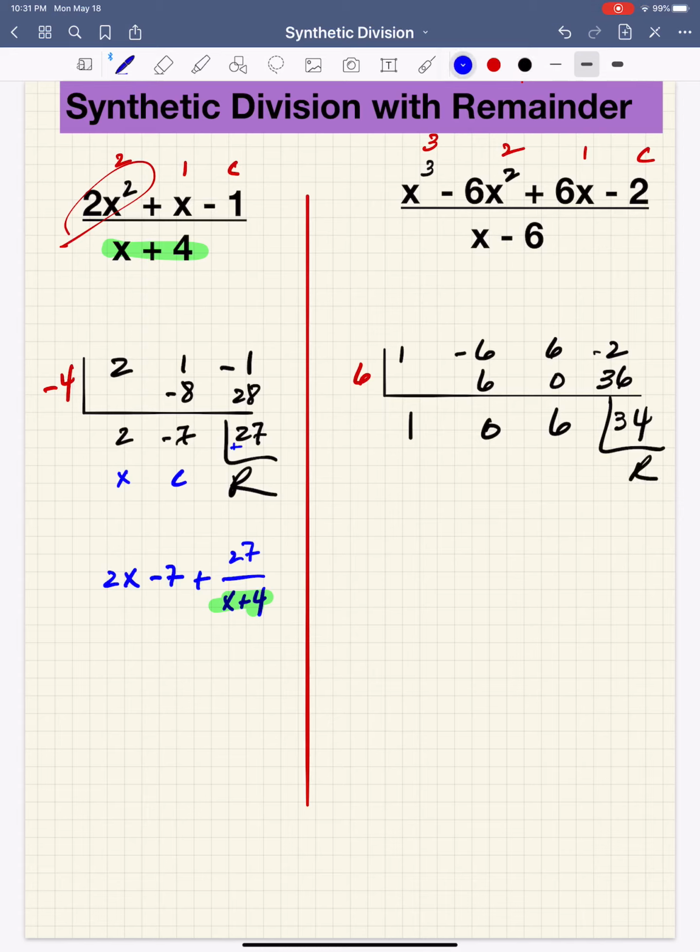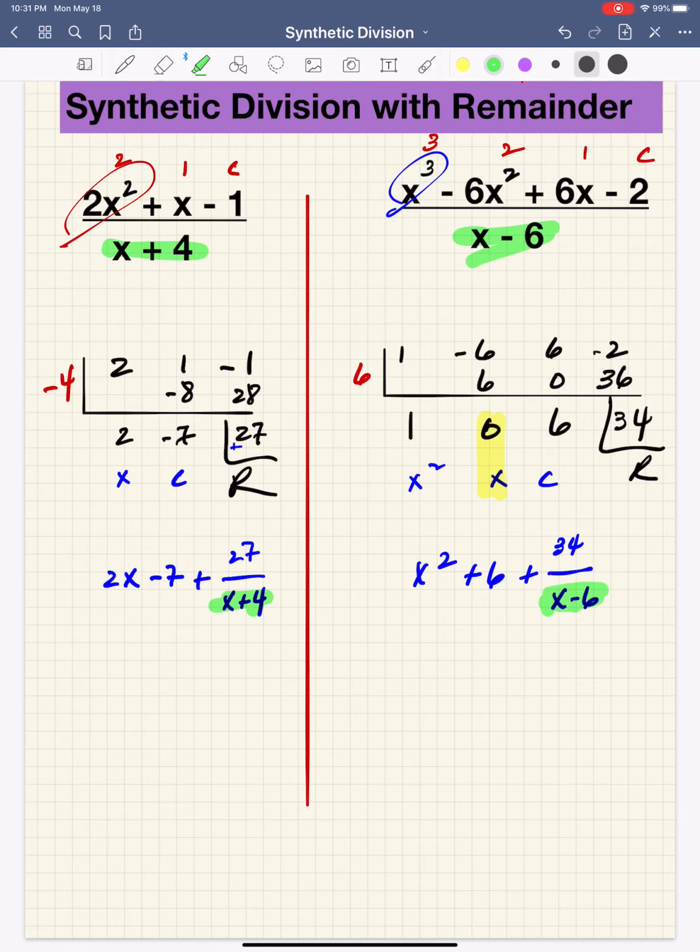And again, this problem started with x to the third. So I'm going to drop it down 1. X squared, x, and a constant. And you can see right here that there is no x value, so you will not include it. And so your answer is x squared plus 6 plus 34 over x minus 6. And again, this is where you get the x minus 6 from, the divisor and the denominator.